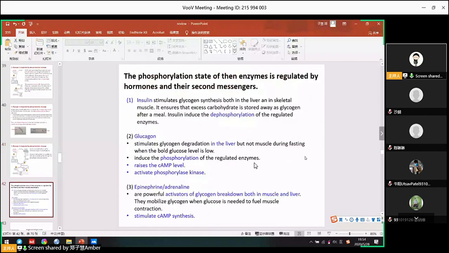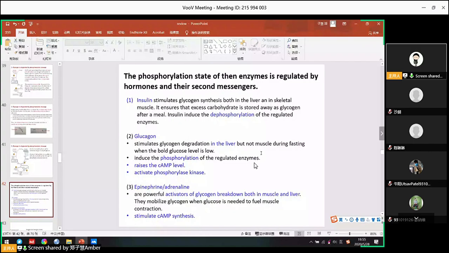Next important part, we're talking about how hormones can regulate carbohydrate metabolism. Firstly is insulin. Insulin will decrease the blood glucose levels. Okay, so let's have a look here. This is the important part.